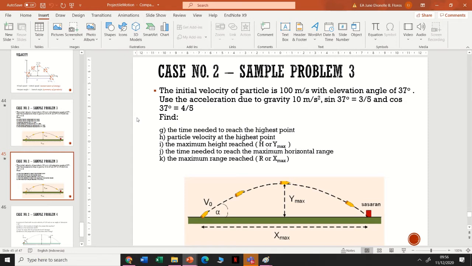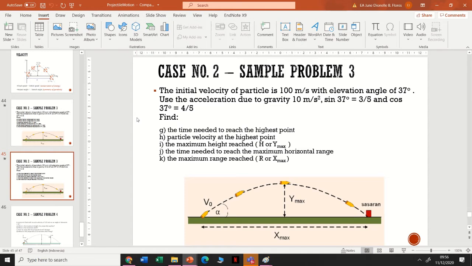Starting with letter G, just to recall our problem for case number 2, we have a given of 100 meters per second for the initial velocity of our particle or the projectile, and it was launched with an angle of 37 degrees. As you can see from the illustration, this is how it would look like. You have that object, it was projected with a 37 degree angle, and then it experiences this kind of trajectory. So it created a parabola afterwards.